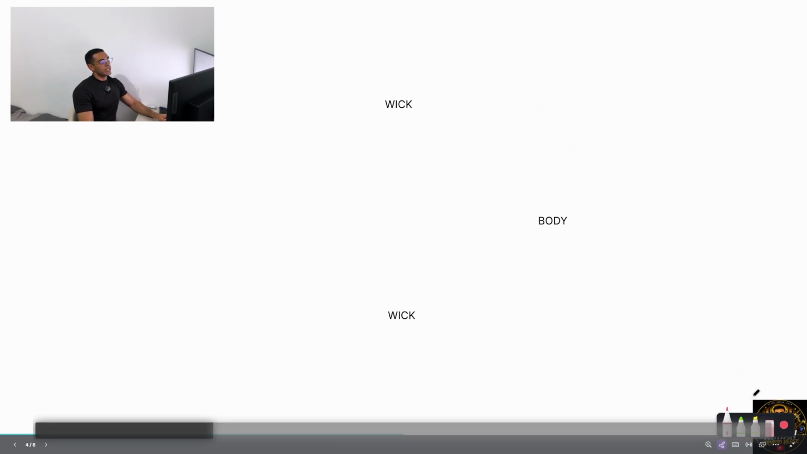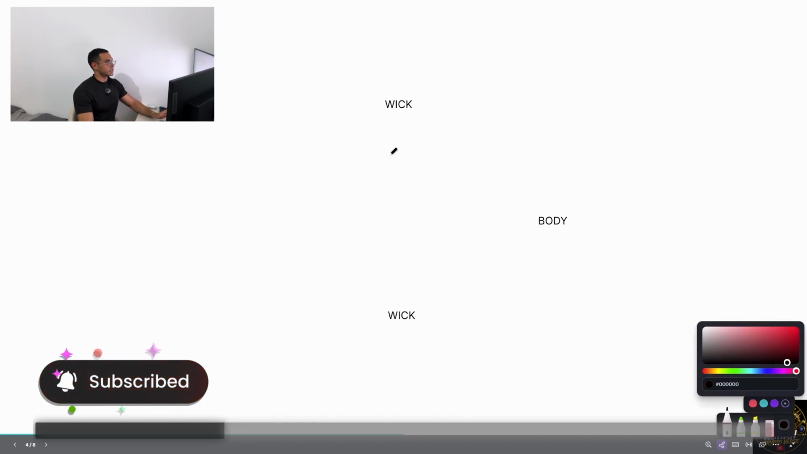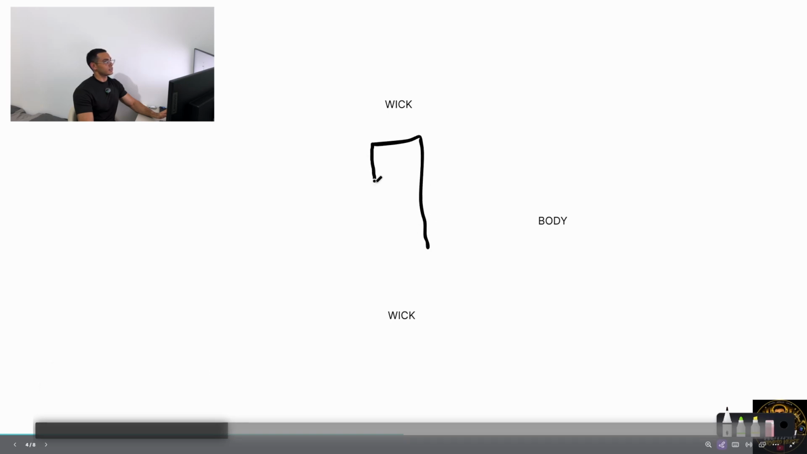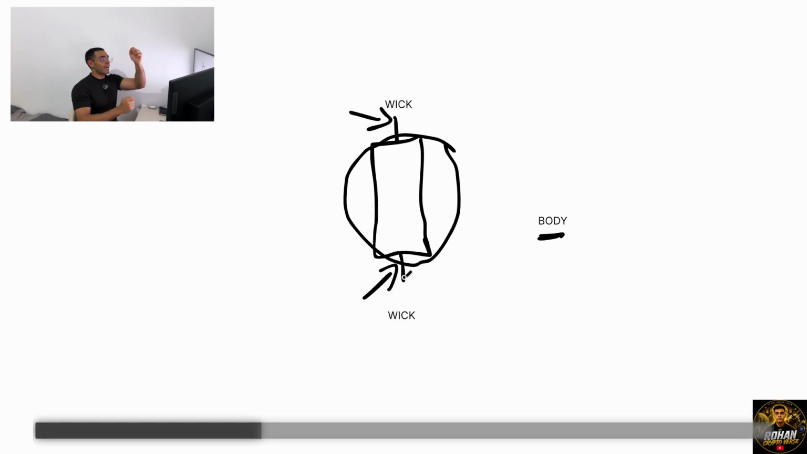Okay, now let me draw a candle for you. Let me make it a no-color candle. If you look at a candle, it would resemble something like this. And you will find some sticks over here coming out. Now this entire thing is called the body of the candle, and these two sticks that are hanging from the candle are called the wick.